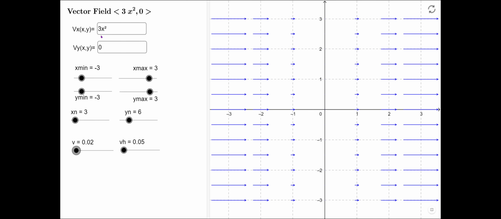What you want to notice is what happens when x increases. For example, if I have x equal to 1, I'll get a vector of length 3, which is represented by this. If I put x equal to 2, I'm going to get a vector 3 times 4, which is 12. So at x equal to 2, the vectors are longer. Likewise at x equal to 3, the vectors are going to get even longer. So what's happening with this vector field is that it's a horizontal vector field, but the lengths of the vectors increase as you move in the x direction.